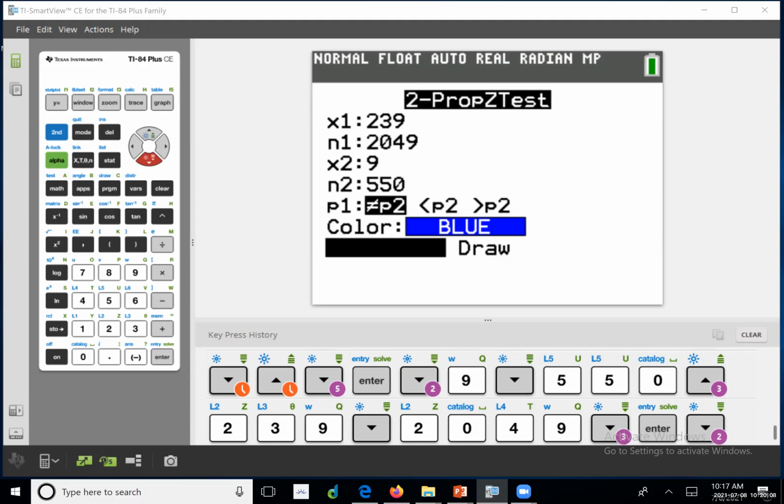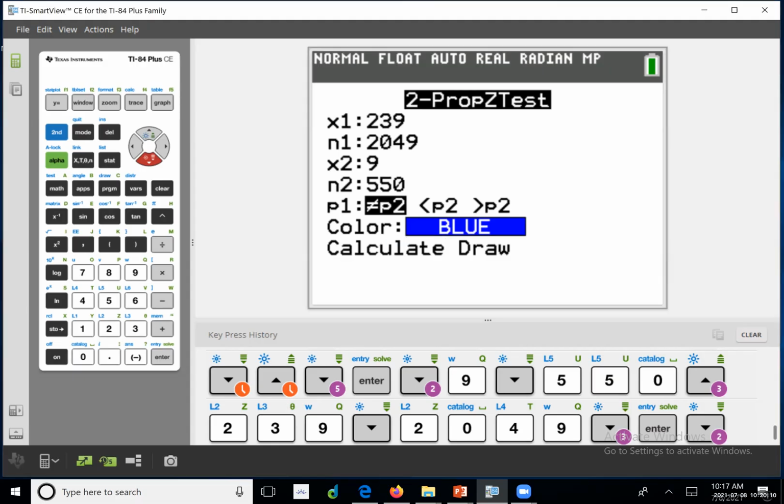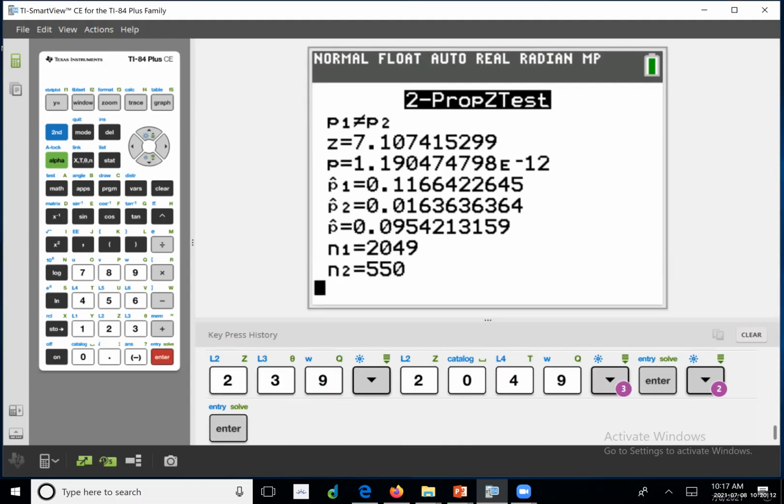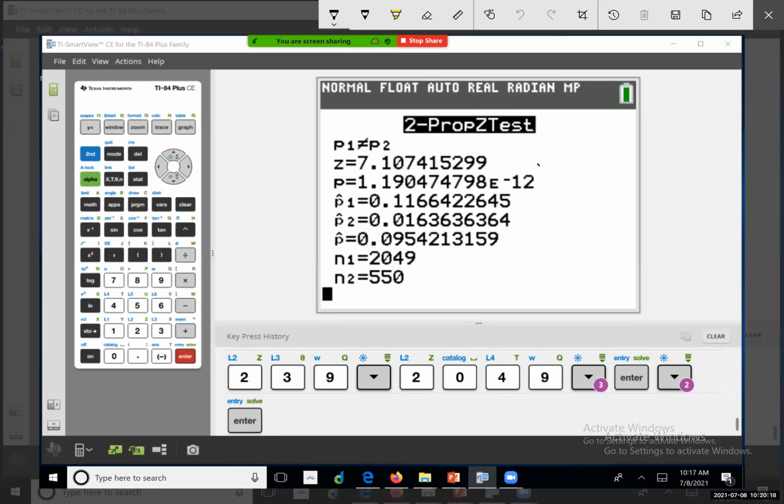Should we move on? Let's go and say enter. P1 is not equal to P2. What is happening here? With e to the power negative 12 means I go backward 12 places, means I'm going to have 11 zeros. So this is about 0. So the p-value is about 0.